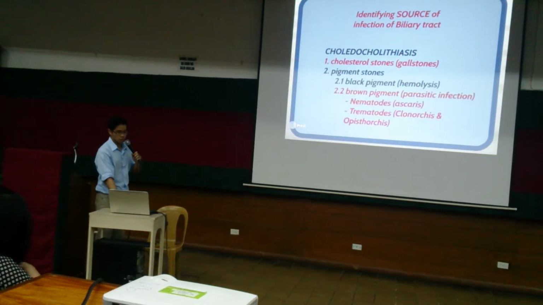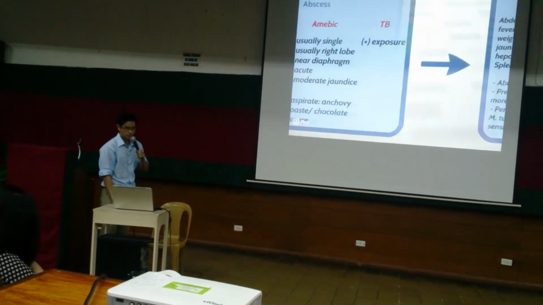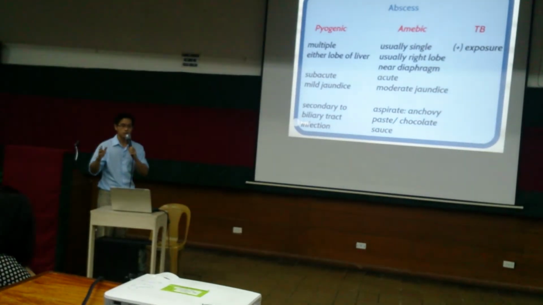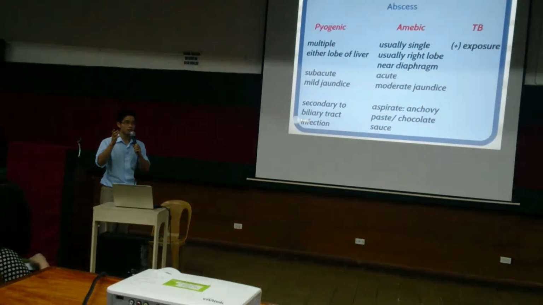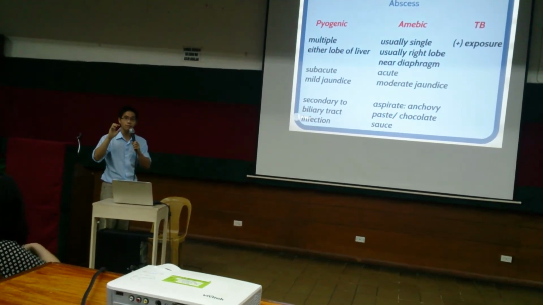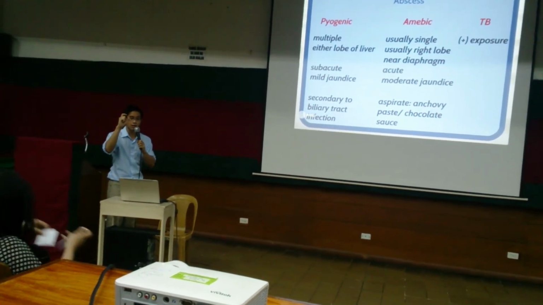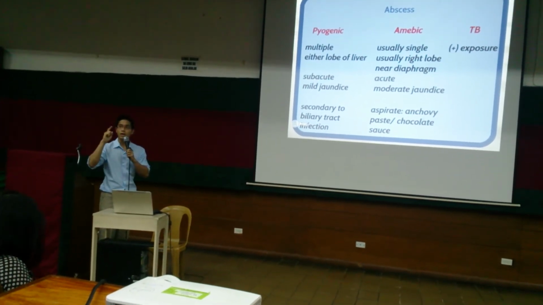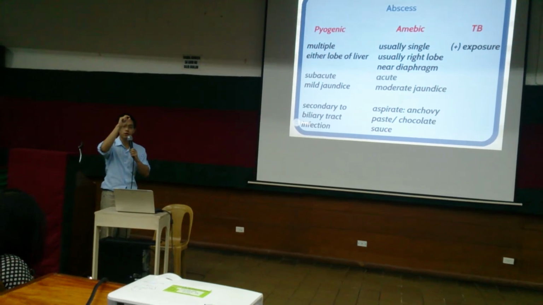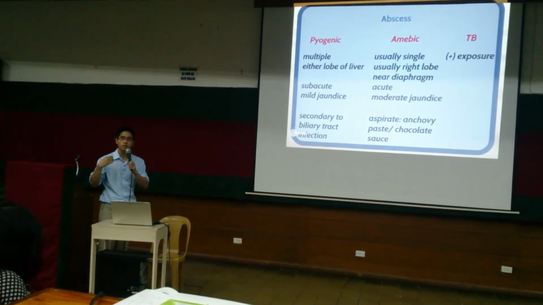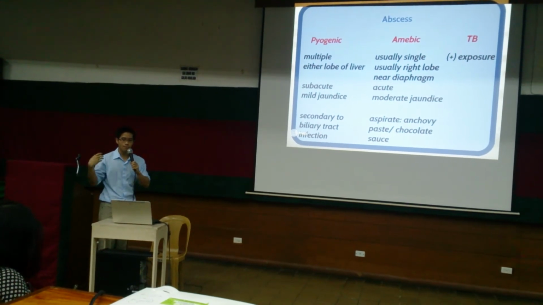So, going back, for the abscess, we have to differentiate between pyogenic and amoebic abscess. For pyogenic, there are usually multiple abscesses. However, an amoebic liver abscess usually presents as a single abscess. Pyogenic usually presents in either lobe of the liver, while amoebic abscess usually presents on the right lobe of the liver near the diaphragm. Thus, patients usually present with pain radiating to the back.